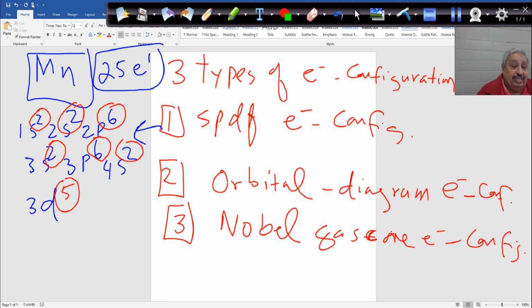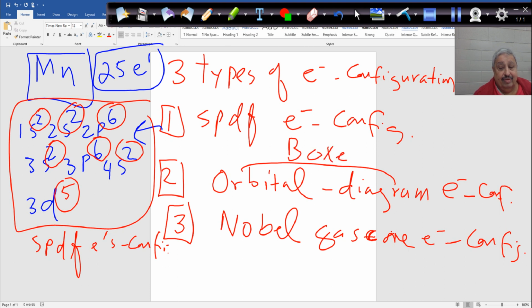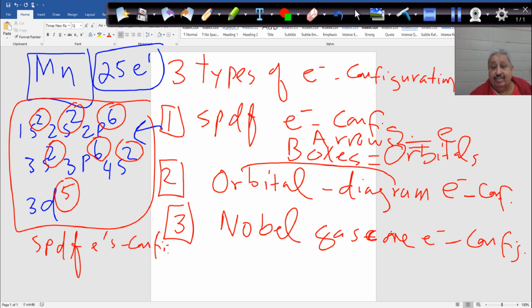So this is called the spdf electron configuration. That's the first type. The second type is the orbital diagram. Well, that's too long, so I will do the noble gas. We can draw the electron orbital diagram, which means using boxes. Boxes equal what? Orbitals. And arrows equal electrons. That's like drawing.